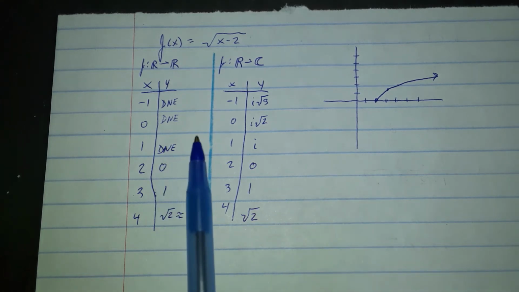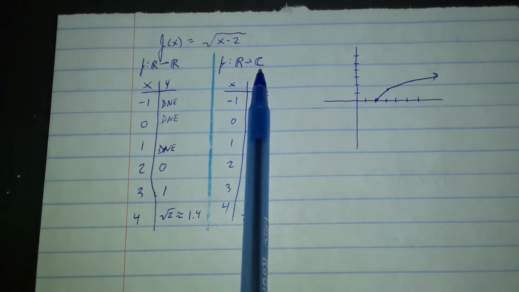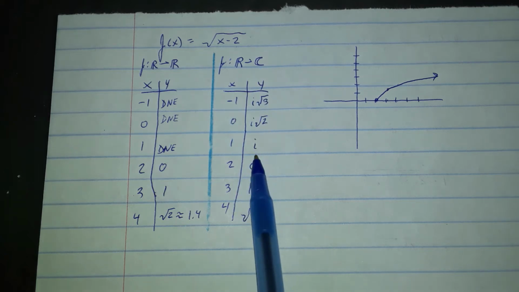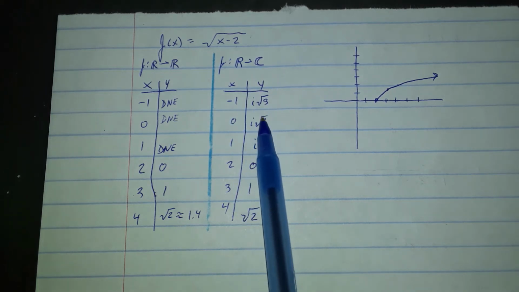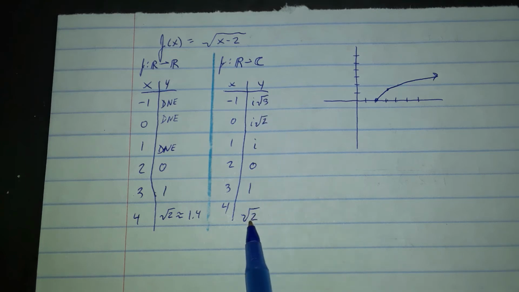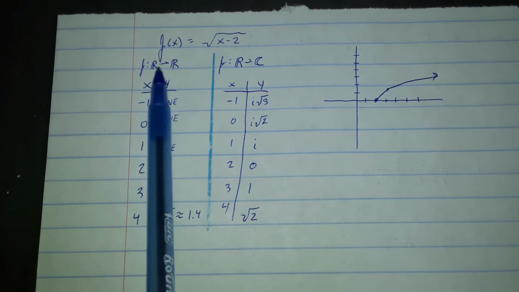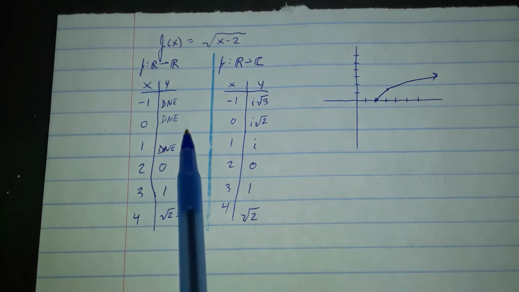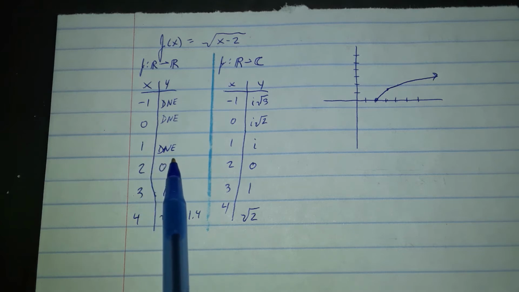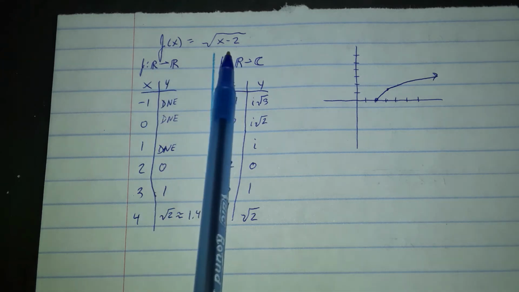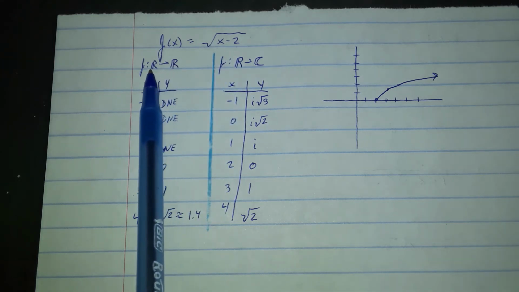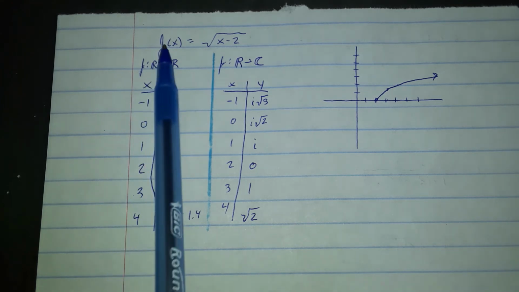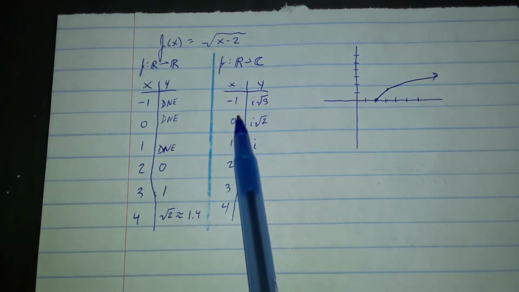So what are the changes? When we allow for complex numbers to be in our range, we get actual values in this y column. There's no y value that does not exist. Whereas over here, when we're only looking at real numbers going in and real numbers coming out, we had values that we couldn't get a real number for, so these did not exist. So this is the difference when you define functions with expectations on domain and range. The domain, where you were expecting real numbers to go in, and real numbers to come out for the range.